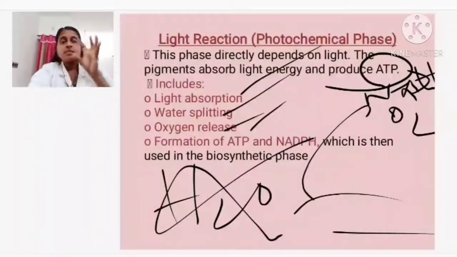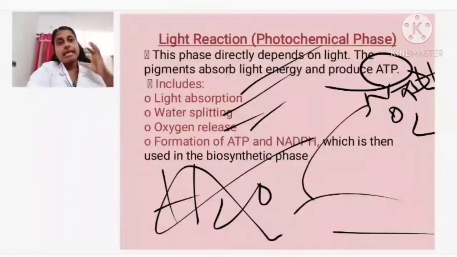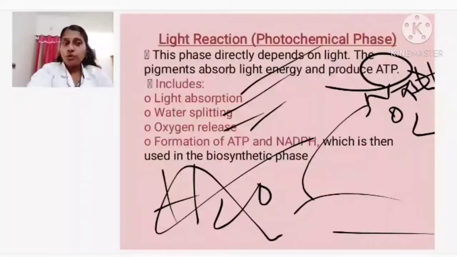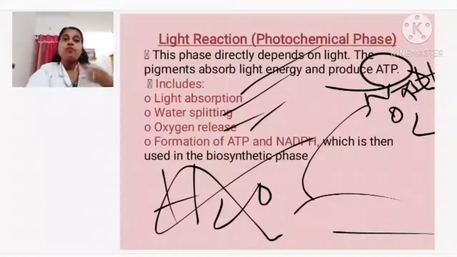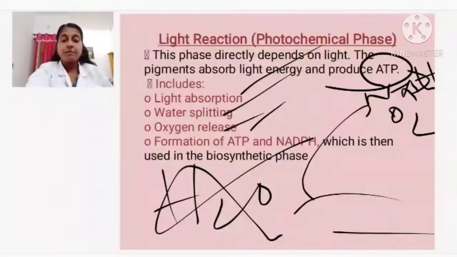Light is absorbed. This light helps in the splitting of water. In this process, oxygen is released and ATP and NADPH2 are produced. This ATP and NADPH2 are very important for the dark reaction to take place. If ATP and NADPH2 are not produced, then the dark reaction cannot take place. So light is playing a major role. In the absence of light, photosynthesis is not possible.